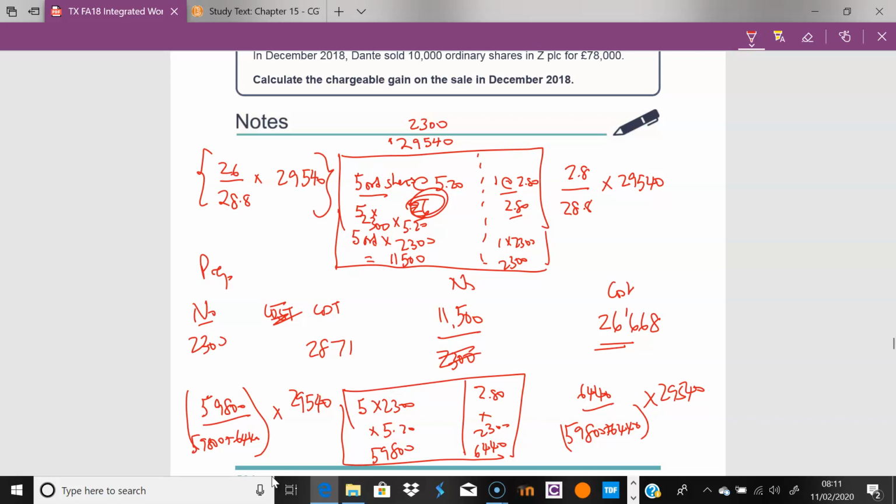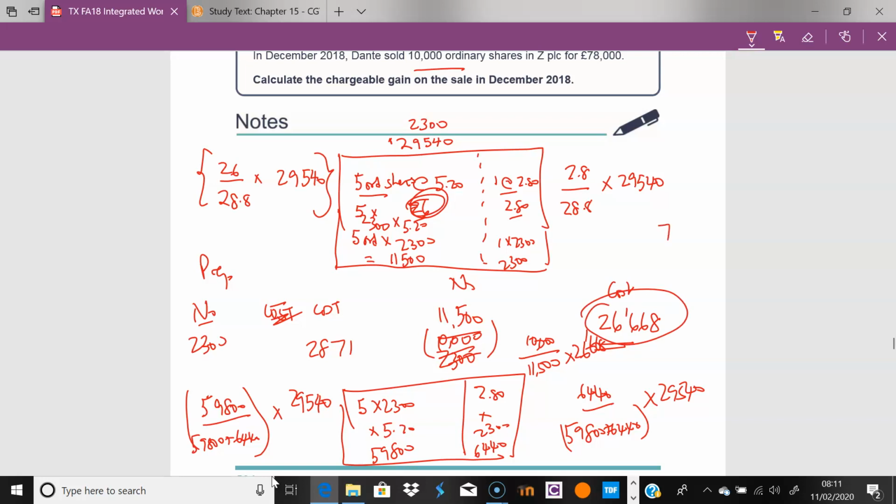Now the question goes on to say that you then sell 10,000 ordinary shares. So you see why it's necessary for us to split them up. You then sell 10,000 of these shares, and we go back to what we've always done. In terms of cost, it must be 10,000 over 11,500 times 26,668, because I'm trying to get 10,000. It's all share pool, all AVCO. I sold them for 78,000.